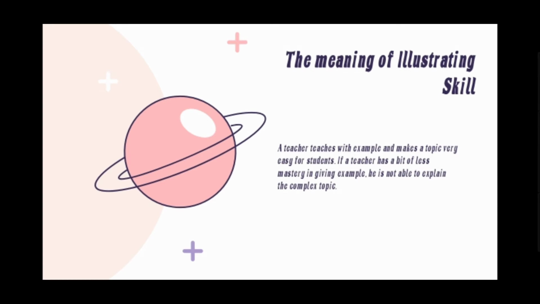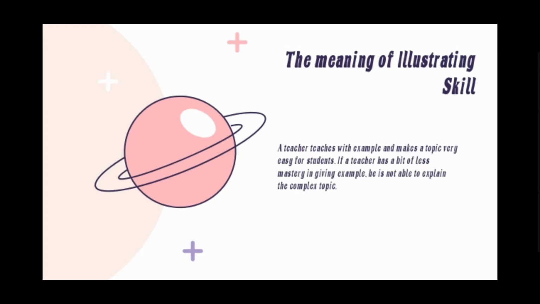What is illustrating skill? Some of the questions are like: what is the role of illustration or examples in the teaching learning process? What if a teacher explains with the help of examples? What is illustrating? These are the frequently asked questions that arise almost in everyone's mind. A teacher teaches with examples and makes a topic very easy for students. That's the basic explanation of what is illustrating. So basically the teacher teaches with examples to make students understand it easier.